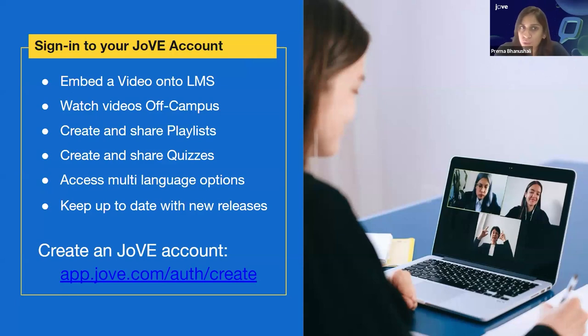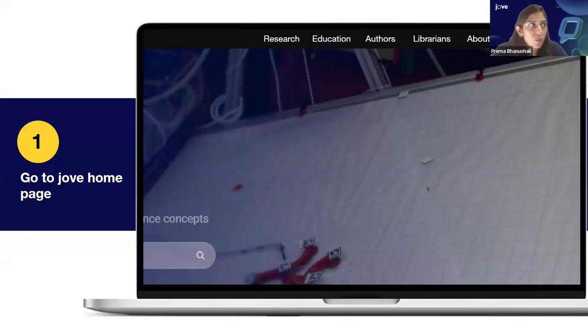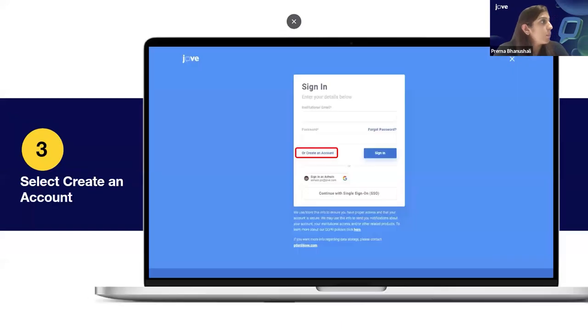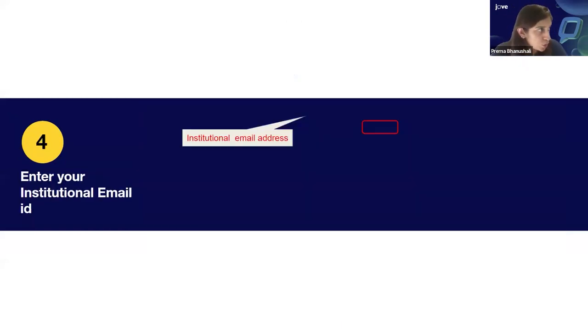However, if you have students who would watch things directed by you and would like to watch them after they're back home, then please do create your JoVE account so that any playlist we create comes to your account and you can just embed it. To create an account, just go to jove.com and click on sign in. Once you do that, select the create an account option.